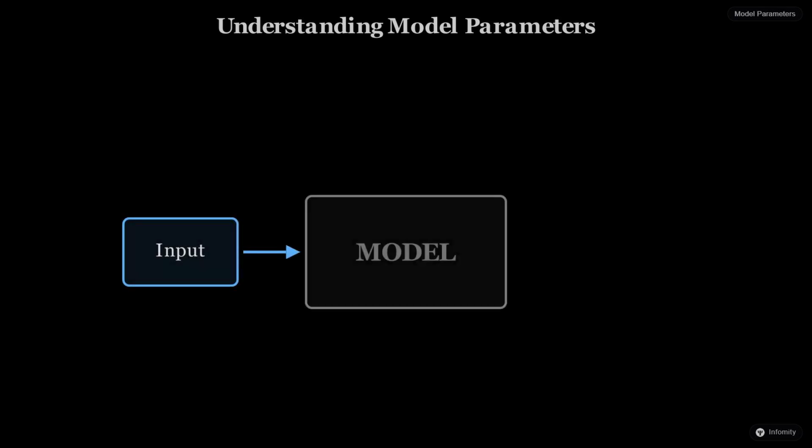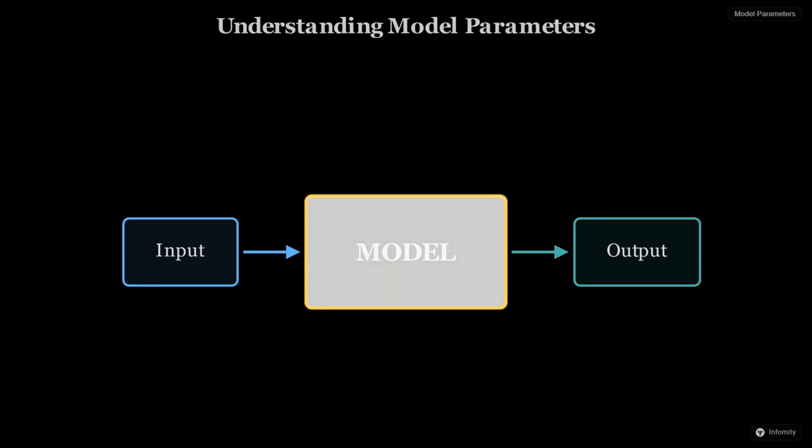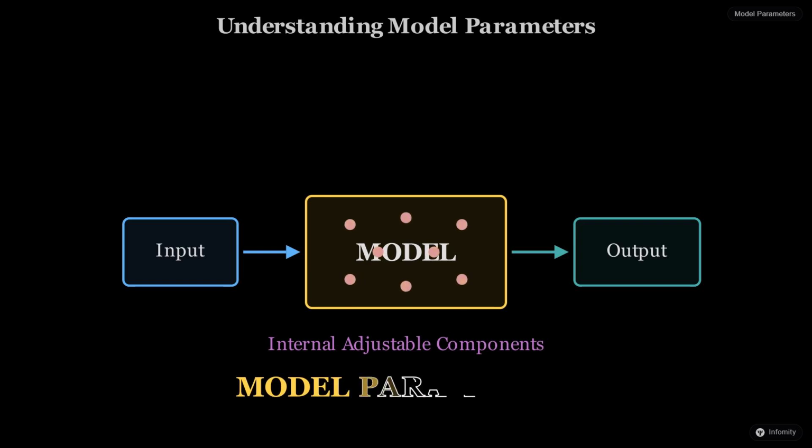Model parameters. In machine learning, models are intelligent systems designed to learn from data. They take an input, process it, and then produce a specific output, like a prediction or classification. But how does a model actually learn or adapt to new information and improve its performance? It does this by adjusting internal, flexible components that help the model understand patterns. These crucial adjustable components are what we call model parameters, the focus of our discussion.